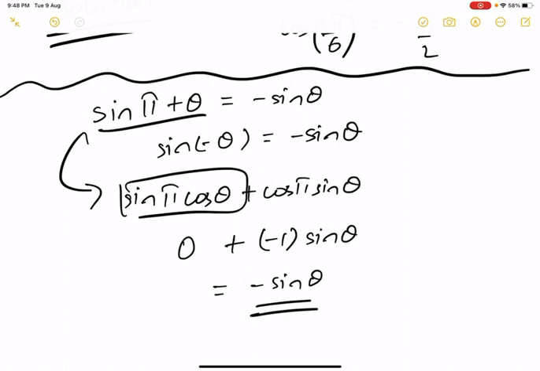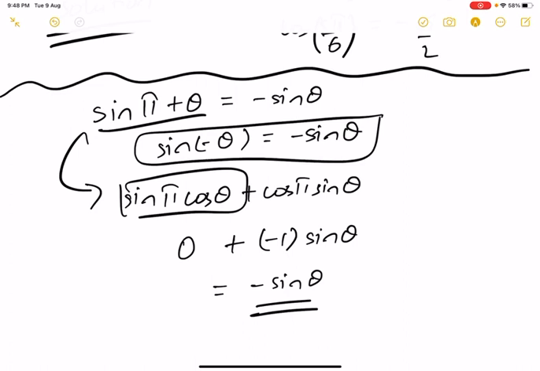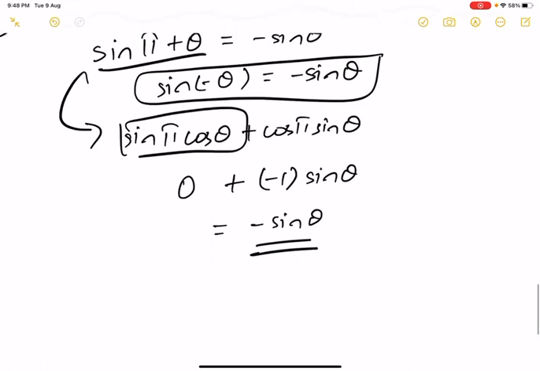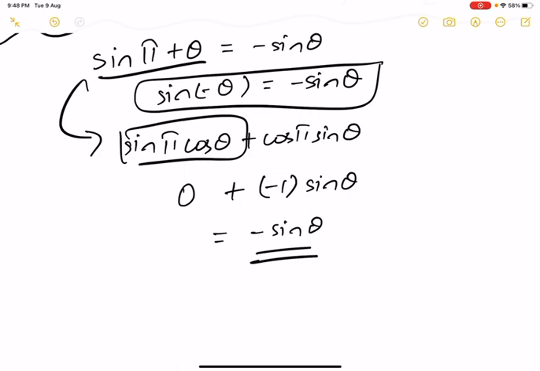So there are two ways. One is sine of pi plus theta is negative sine theta. Another way is just make the angle negative. I think the second method becomes much easier, but you can't always use the second method.